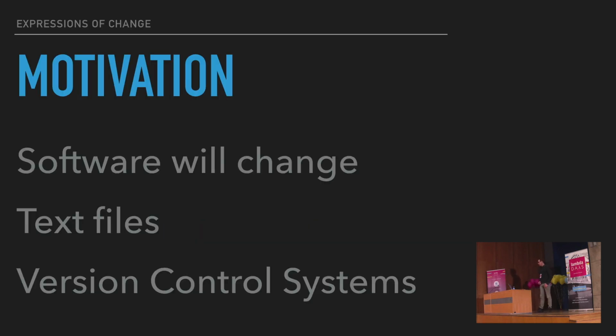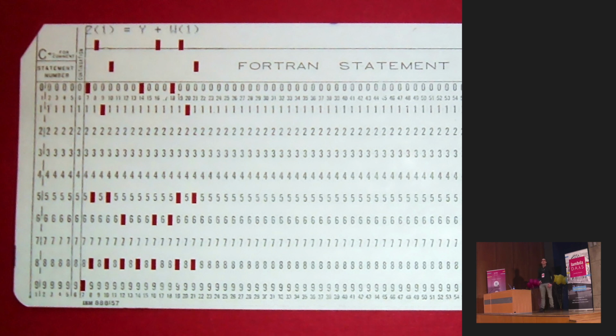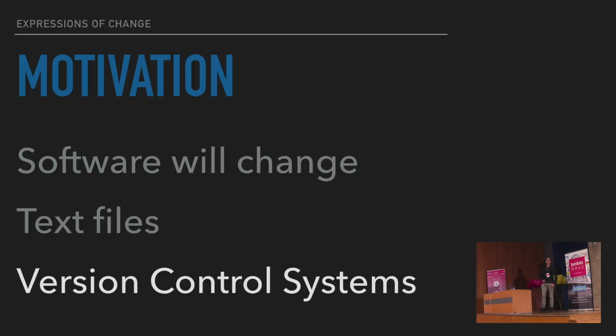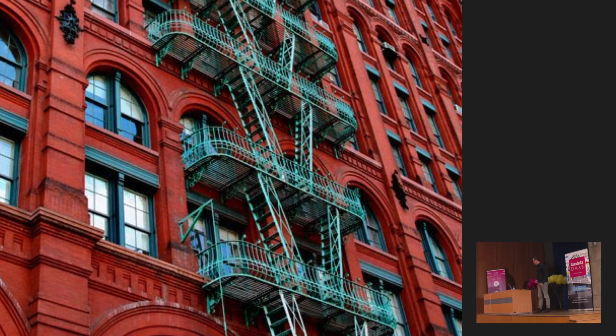So first, the why. Software will change. Software is either dead or it's changing. And yet, the basic building block of software is the text file, which has no concept of history. What about version control systems, you ask? Well, like this fire escape, version control is bolted on. So it's text, but with change tracking on top.